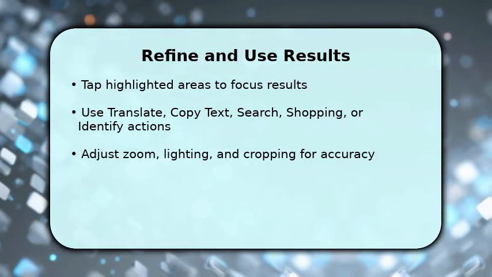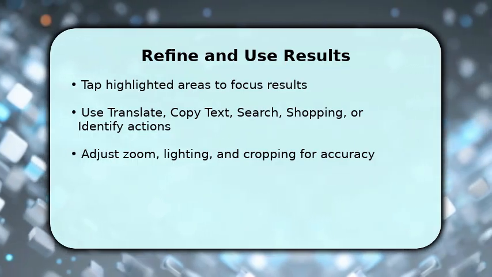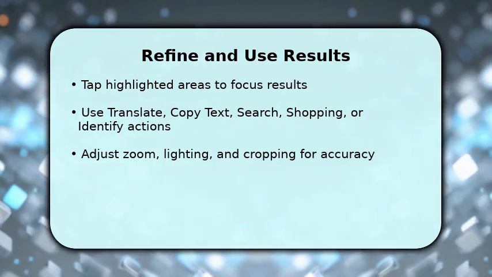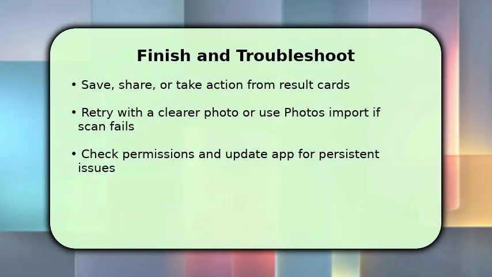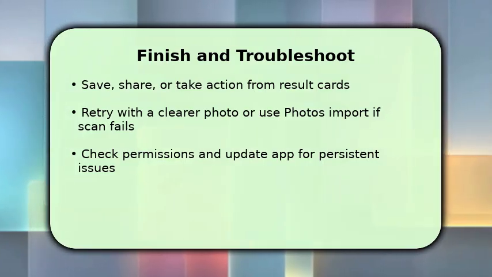If you need sources or steps, scroll action chips. If shopping, compare prices and images directly within results to make quick decisions. To finish, tap the result card to open details, then save, share, or perform the suggested action like calling a number or visiting a product page.